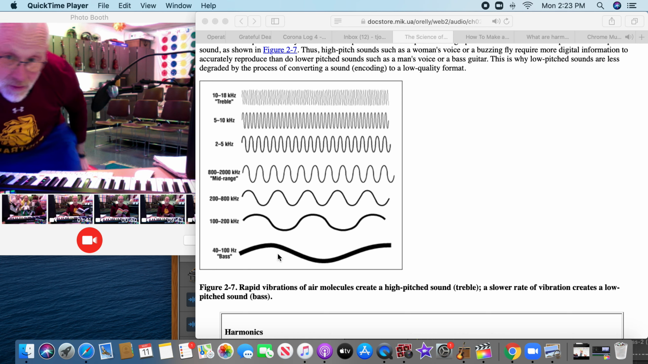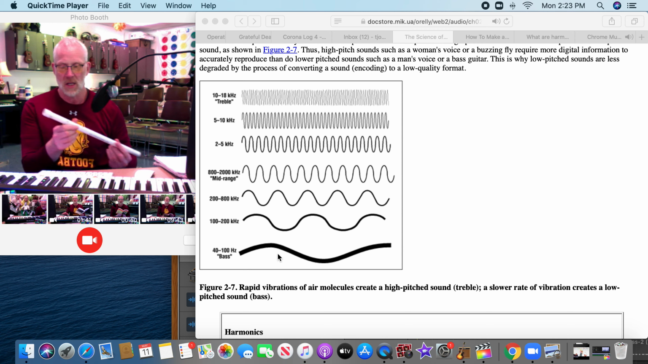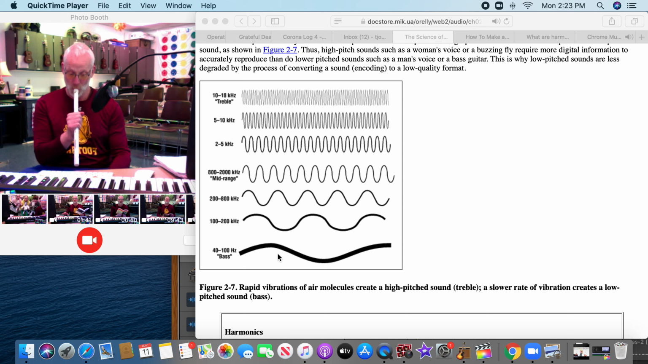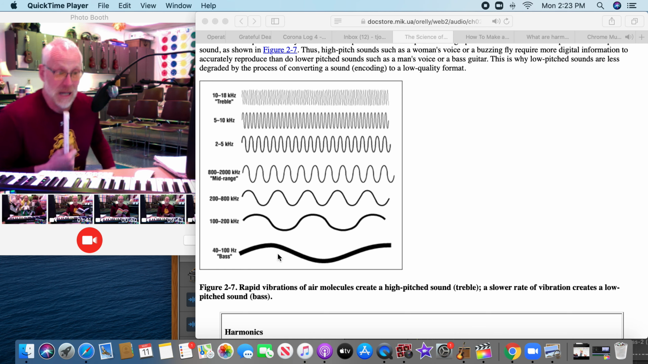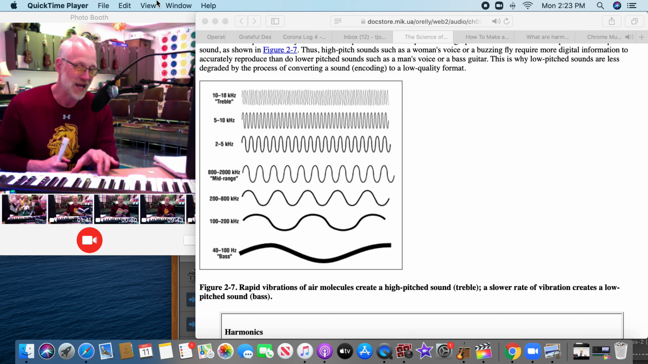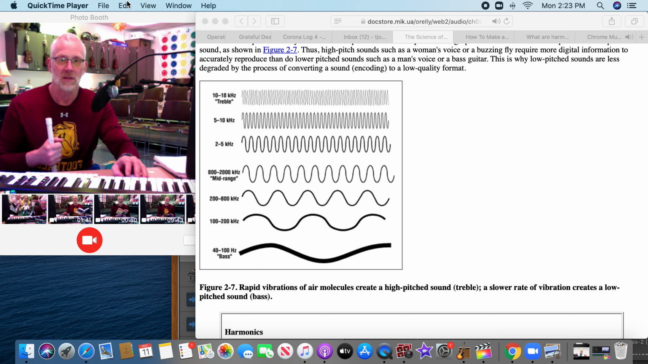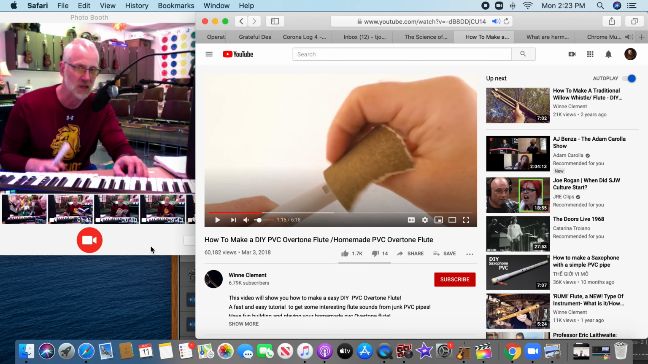The other thing we did with vibrations is we made our overtone flutes. Okay, if you remember these. And these are a special type of vibrating instruments because they rely on what's called harmonics. Okay, so let's take a look at this. If you remember, I'm going to send you this video. Remember how we made these?